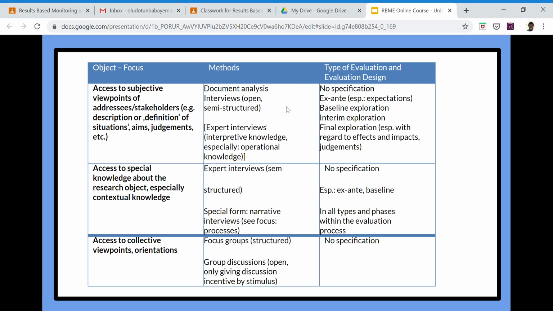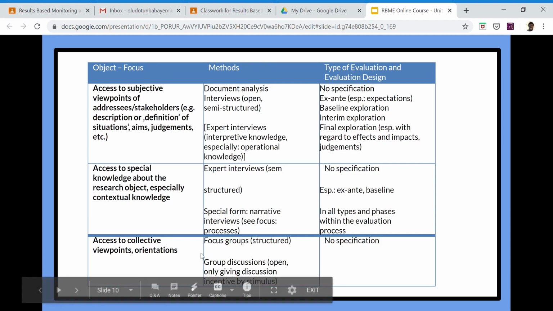You can think about expert interviews also. We've said this before, and you can always do this for exploring baselines, and the final part of a program. You can use it as well. If you need access to special knowledge about the research objects, especially a subject that has context in different contexts, think about expert interviews, and also narratives. You could use this before a program starts, and also for baseline studies as well.